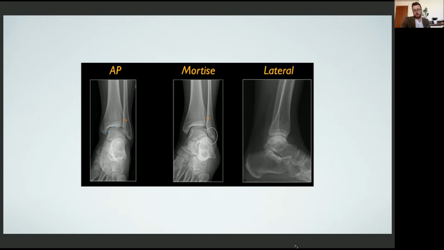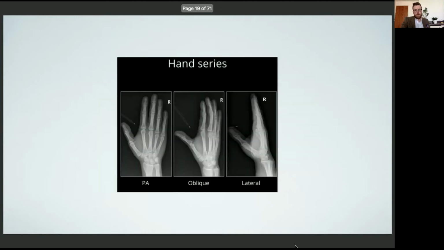So if you are unsure on an AP and lateral view what you're looking at, you can always request a mortise view. For a hand series, again, you can see AP and lateral films or PA and lateral films. And again, you can request oblique views if you are suspicious of any pathology not being picked up. If you are suspicious of scaphoid injuries, you can always request scaphoid views in particular. And remember, if you're examining the joint above and below, it is always worth imaging those joints and obtaining full length views of the bones in question if you're unsure as to exactly what's going on and you're unable to pinpoint the exact issue.